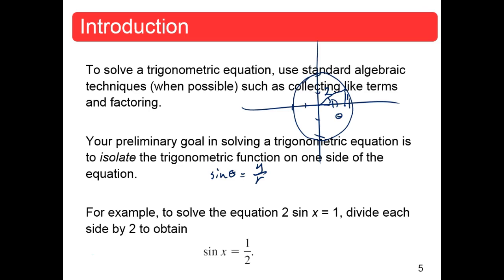Y over r. Now, what angle is it that you have? What is this angle here, theta? So that the sine of it is opposite over hypotenuse, which is 1 over 2. What angle would that be? One of our favorites. Say again?